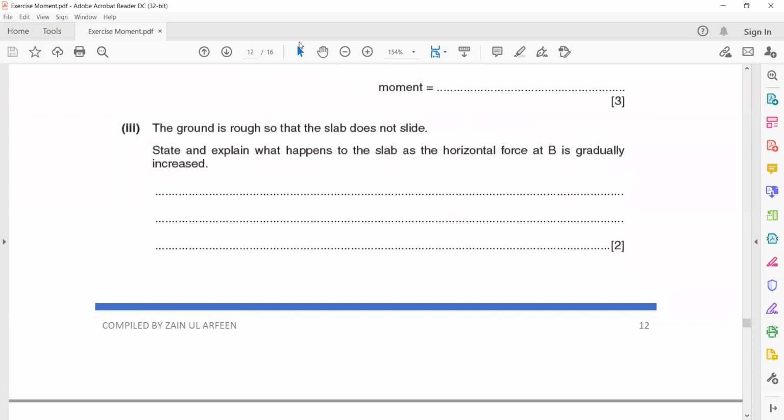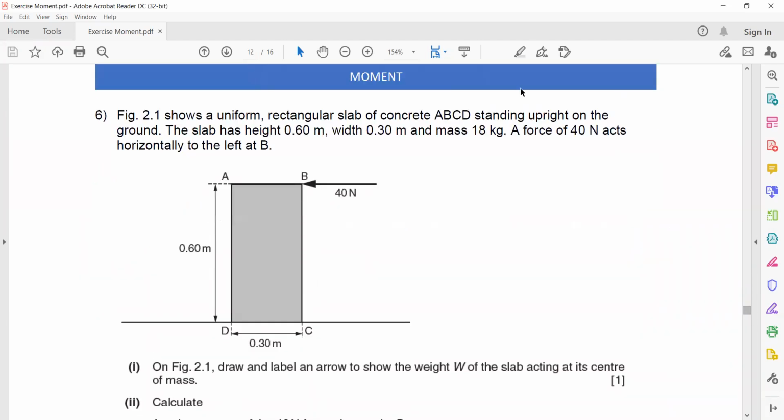Then they're saying, state and explain what happened to the slab as a horizontal force is gradually increased. Like if we increase this horizontal force gradually, like here it is 40, then we are applying 41, then 42, then 43, 44, and so on. So what happened to this slab if we are gradually increasing it?